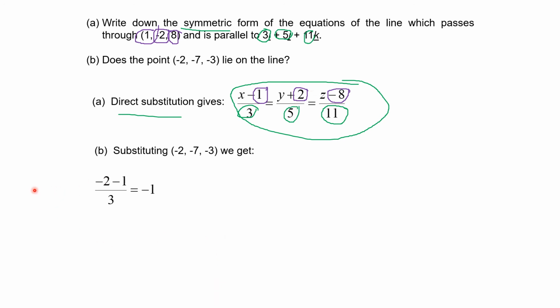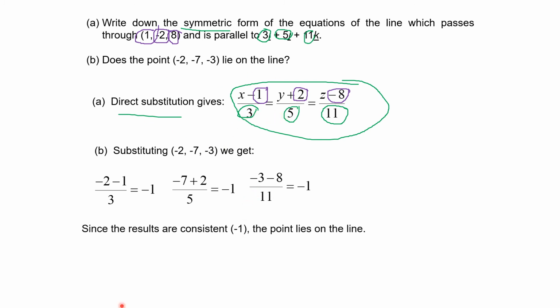So for example, if you substitute your x as negative 2 into x minus 1 over 3, you will get your answer as negative 1. And then you test it for your y, it will be negative 7 plus 2 over 5. And you test it for z, it will be negative 3 minus 8 over 11. And you see consistently you got negative 1, negative 1, negative 1. That is the t value associated to this line. So therefore, since the results are consistent, the point lies on the line.